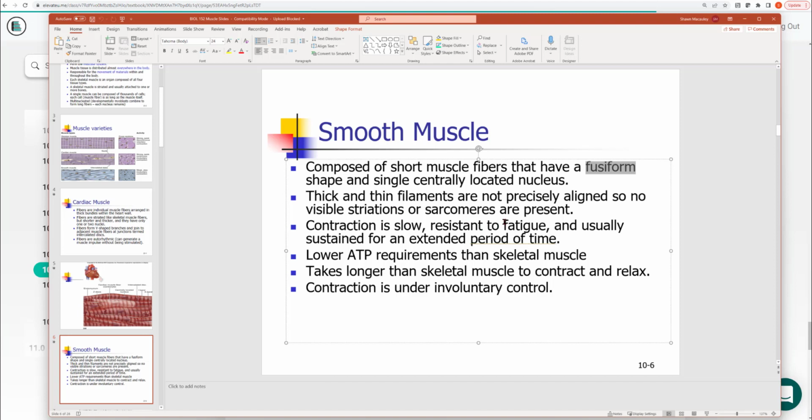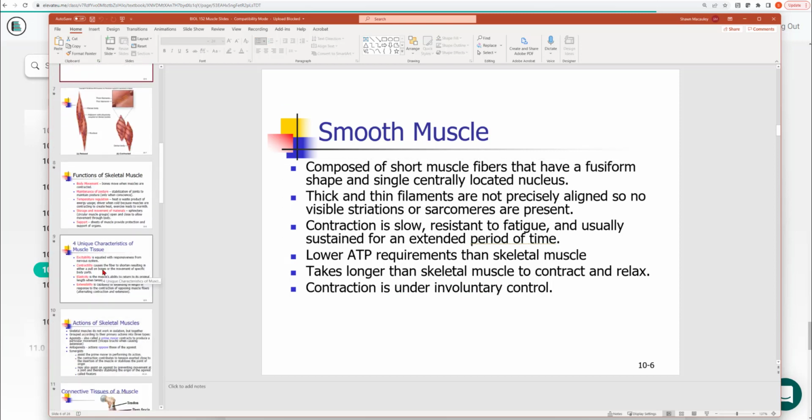Contractions are slow. This muscle is resistant to fatigue. It just keeps on going, keeps on going. Because it's slower, it doesn't require as much ATP. Therefore, you would not find as many mitochondria in smooth muscle cells compared to skeletal or cardiac muscle cells. And these cells just move slower, right? They're slower to contract, slower to relax, and you already well know that it is involuntary.